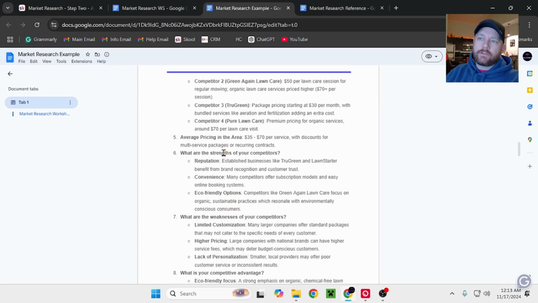And then what strengths did we see? So this is not SWOT, right? Strengths. So, reputation, established businesses like True Green and Lawn Starter, they're obviously benefiting from their brand recognition, their customer trust. Found that, convenience, many of the competitors offer subscriptions and different models that make it easy to book online and things like that. And then eco-friendly, like we've talked about, big demand for eco-friendly. So a lot of them are offering eco-friendly stuff. Green Again Lawn Care focuses on organic and sustainable practices, right?